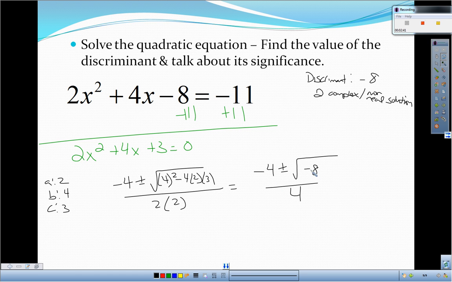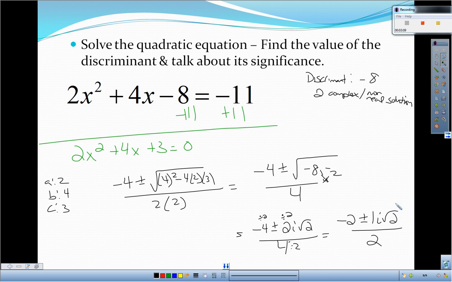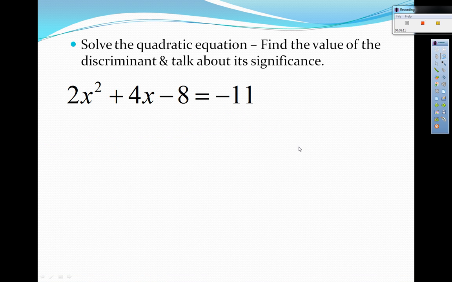Now, to simplify this to finish solving, I know I'm going to take out an i, and then 8 is 4 times 2, the square root of 4 is 2. So I get negative 4 plus or minus 2i root 2 over 4, and then I can simplify that by dividing all of these trio of numbers by 2, and get negative 2 plus or minus 1i root 2 over 2, and that would be my two complex solutions. All right, let's look at another one.